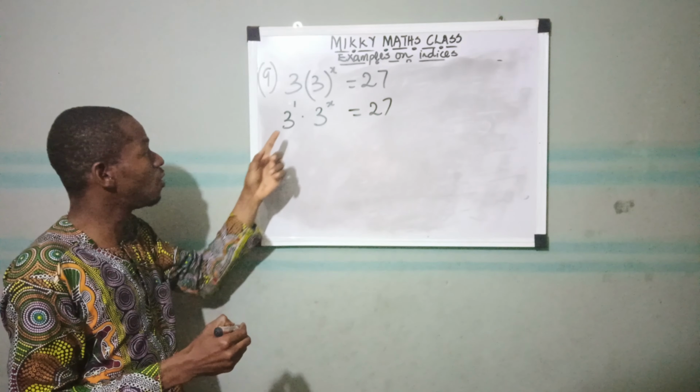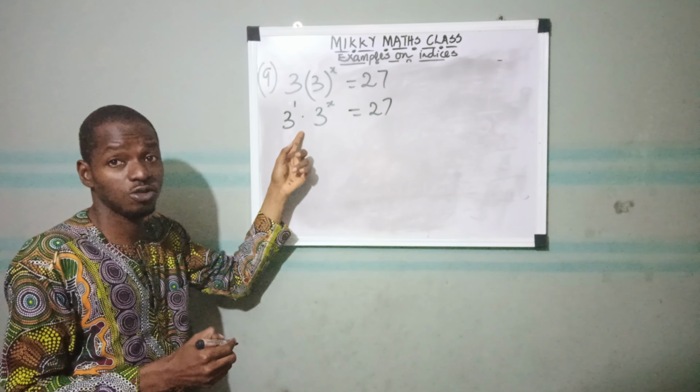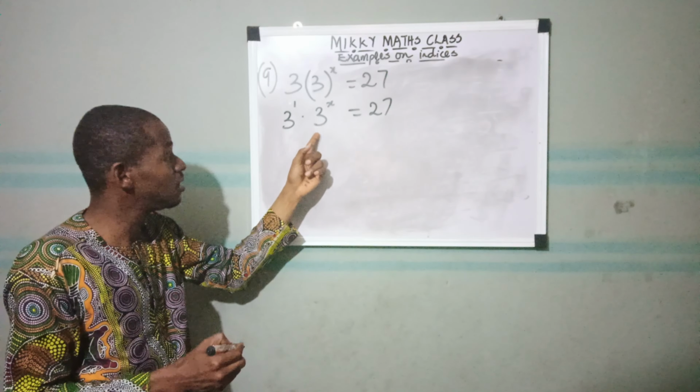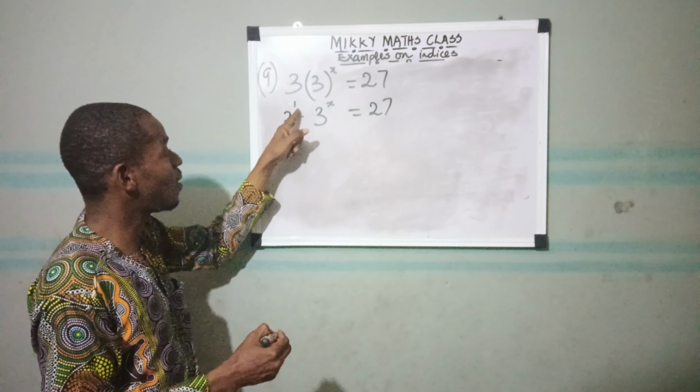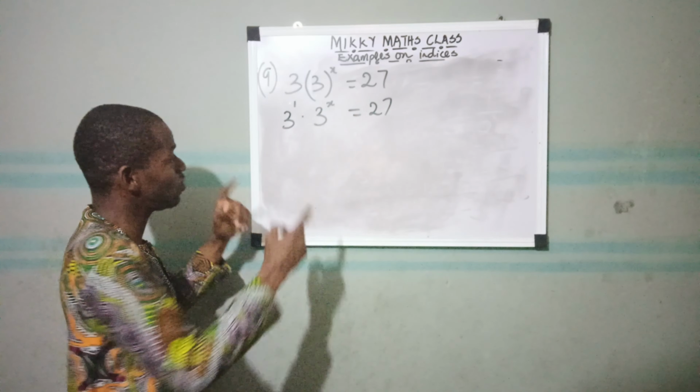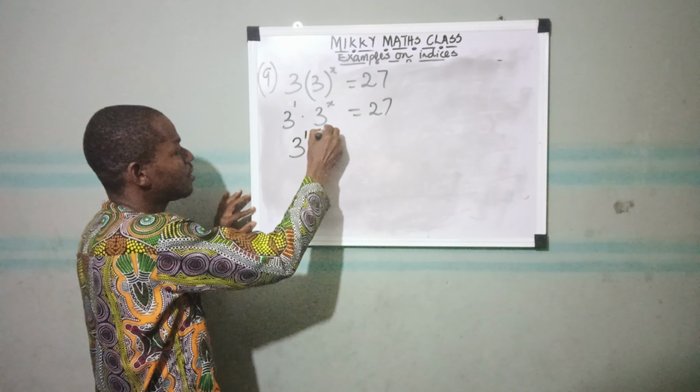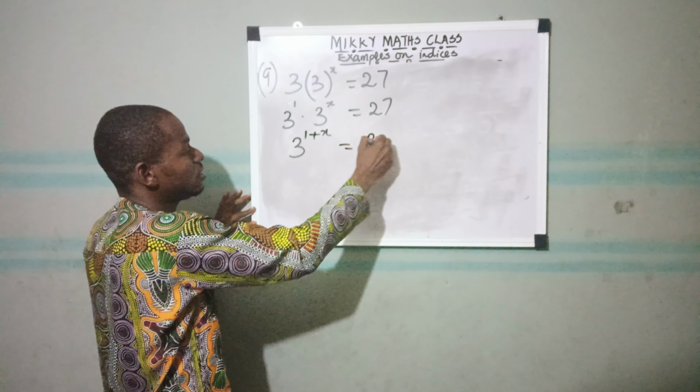From the multiplication law, when we have something like this, it says we should add the powers since they have the same base. This is 3, this is 3. They have the same base. The power here is 1, the power here is x. So let's add them together. So this is 3 raised to the power 1 plus x equals to 27.